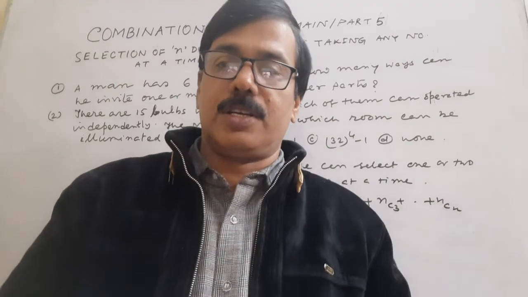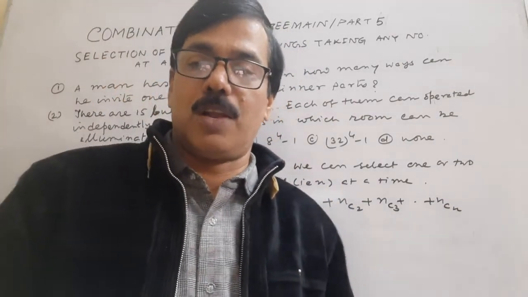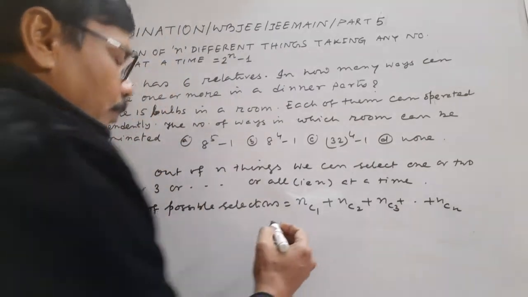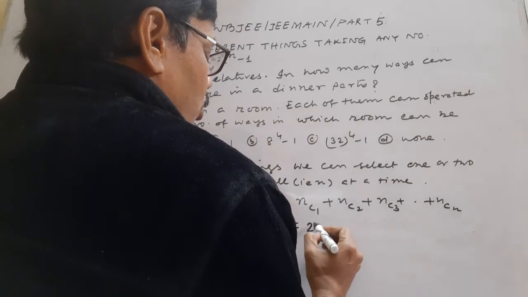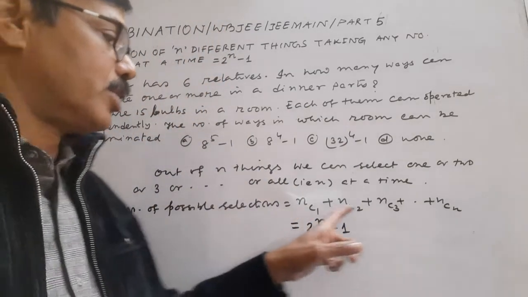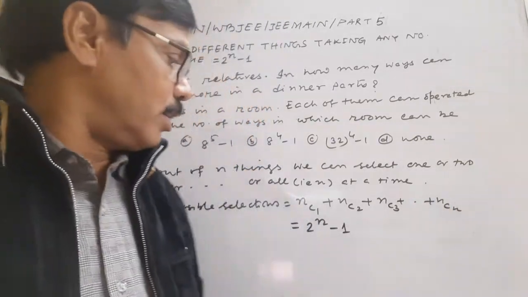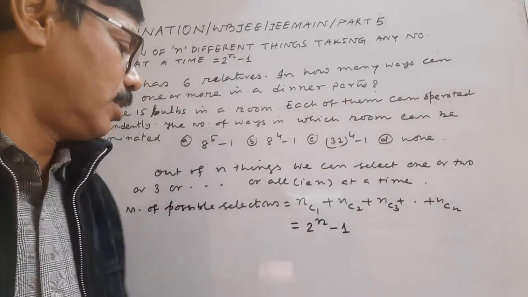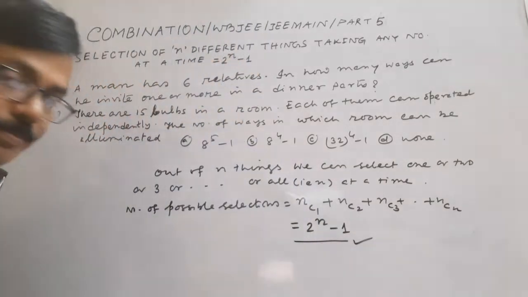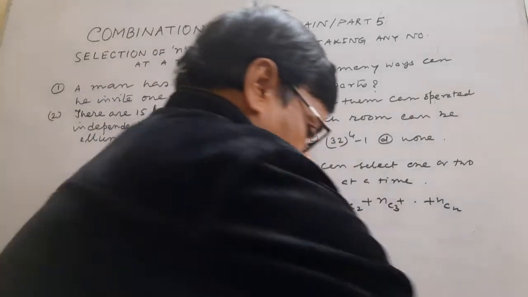I have already stated in the previous class that this is a result of the binomial theorem, and this is equal to 2 to the power n minus 1. nC0 + nC1 + ... + nCn equals 2 to the power n, and nC0 equals 1. So if you take the right hand side, the result will be 2 to the power n minus 1. So this is our desired result.